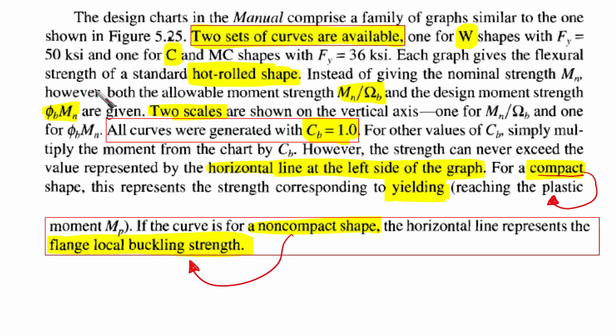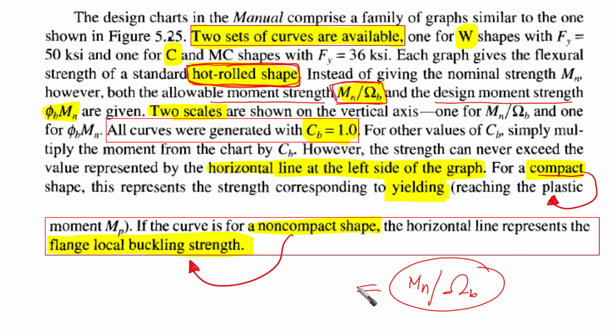Each graph gives the flexure strength of a standard hot rolled shape. So we are talking about hot rolled shapes. Okay, it's not built up sections. Built up sections you need to calculate by your in-house calculation sheets or so. And instead of giving the nominal strength Mn, however, both the allowable moment strength and the design moment strength are given. This is the allowable, which means ASD, so Mn over omega, or the safety factor.